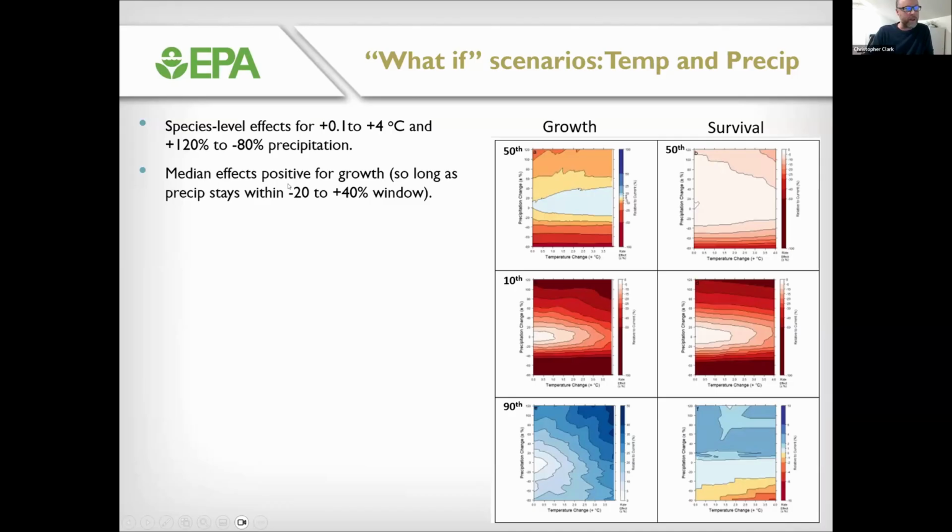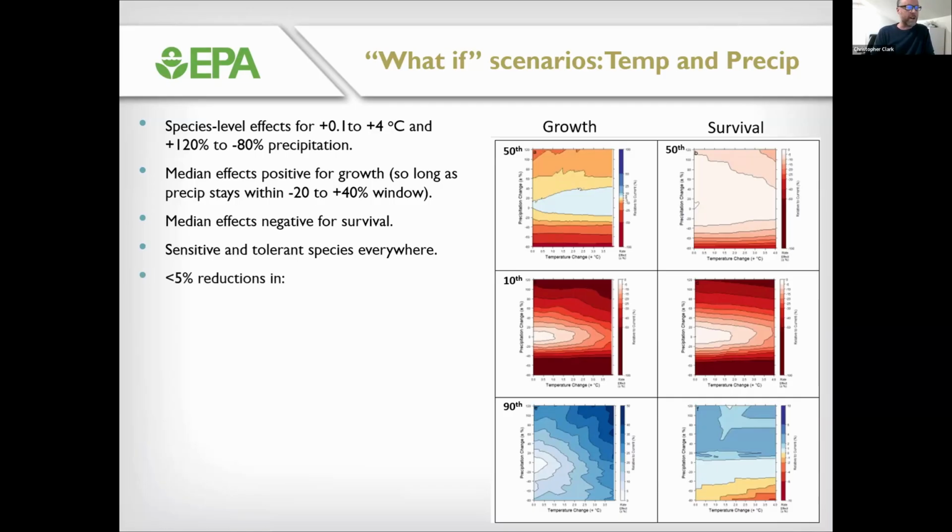It suggests that the median effects here are positive for growth, this blue color, so long as the window for precipitation stays relatively narrow, a minus 20 to plus 40% window. The median effects, though, for survival were negative across all scenarios we examined. Sensitive and tolerant species exist everywhere. So the middle row looks red and the bottom row looks blue. That just means that there are sensitive and tolerant species everywhere.